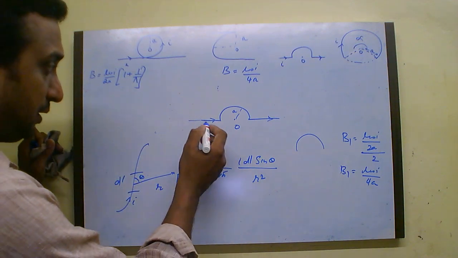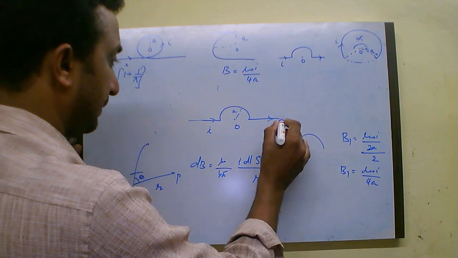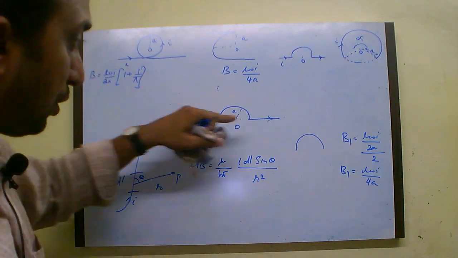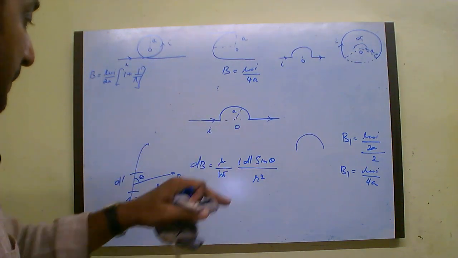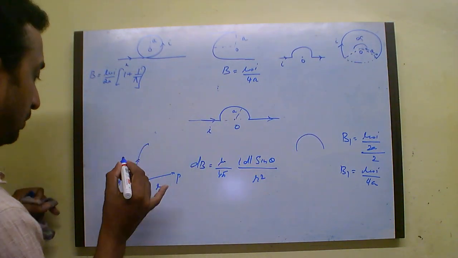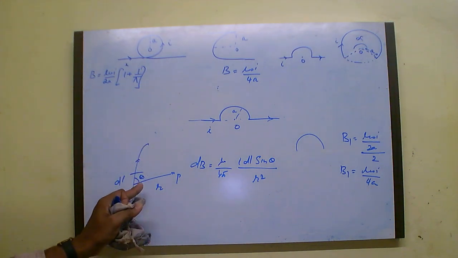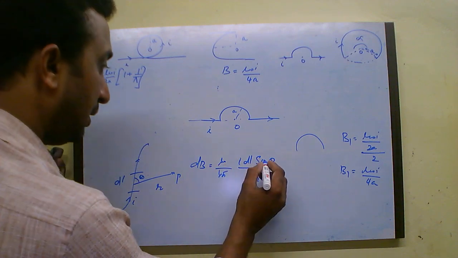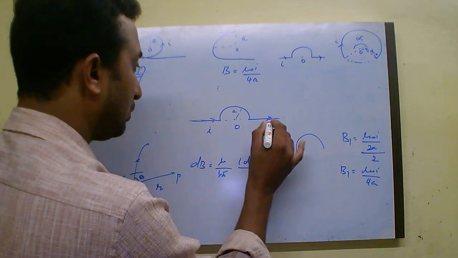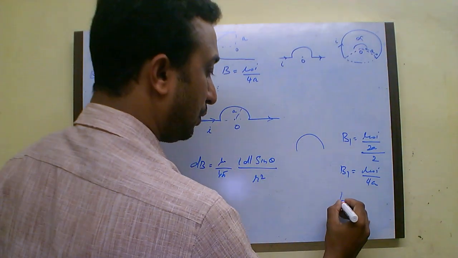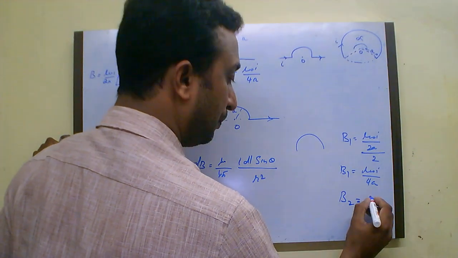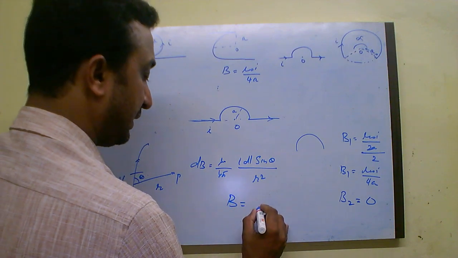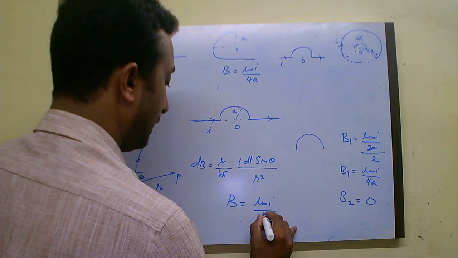Now in this particular case you can see the conductor and the point lie along the same line. So what is the angle it will make? The point P is somewhere along the conductor, so the angle will be 0. So this length of the wire does not contribute to B at O. Its contribution is 0. So the net magnetic field at the center is equal to mu 0 I by 4A.